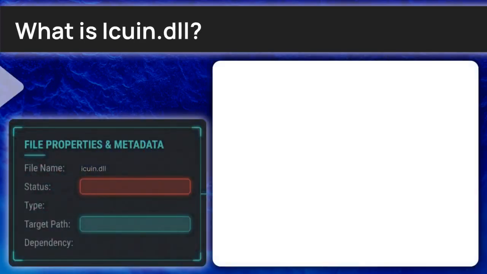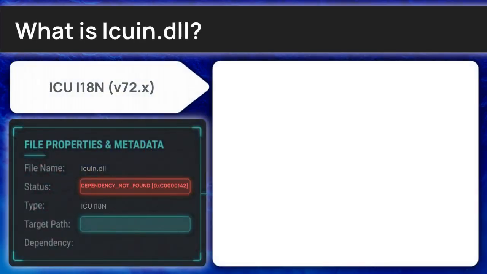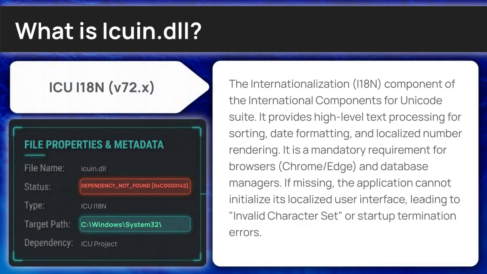This is the ICU Internationalization Library, the Internationalization I18N component of the International Components for Unicode suite. It provides high-level text processing for sorting, date formatting, and localized number rendering. It is a mandatory requirement for browsers, Chrome and Edge, and database managers. If missing, the application cannot initialize its localized user interface, leading to invalid character set or startup termination errors.